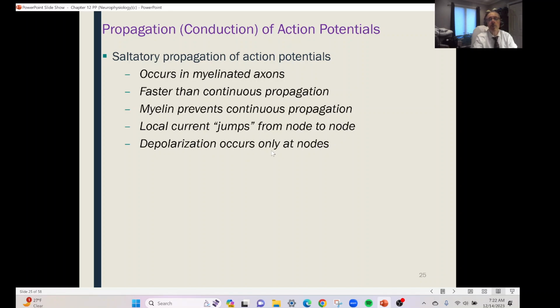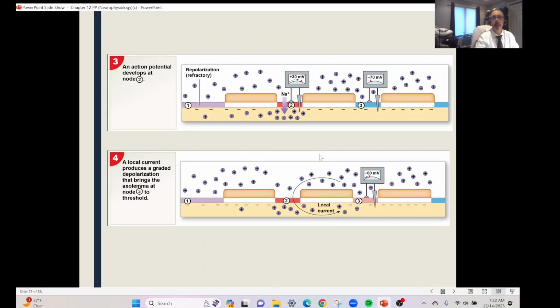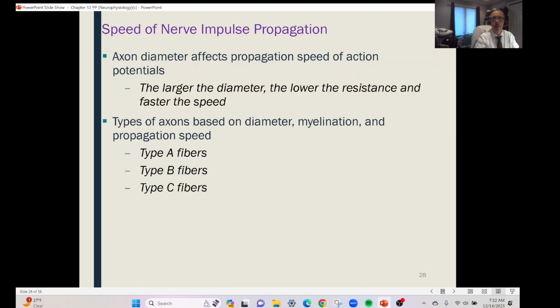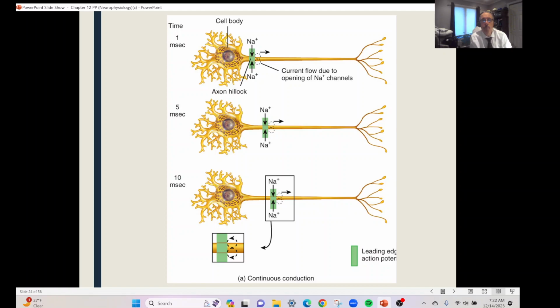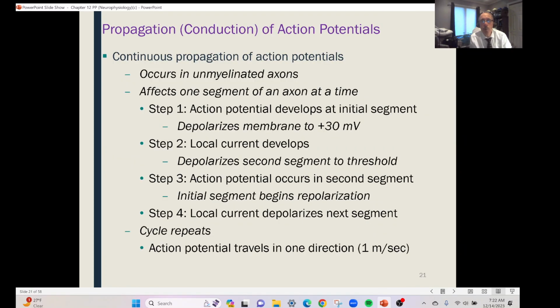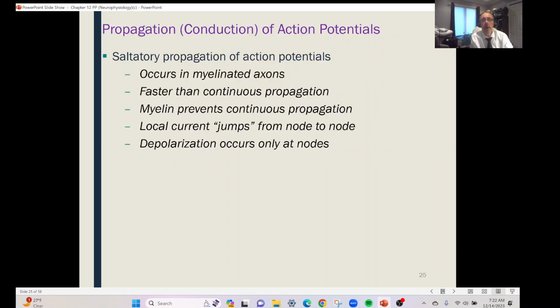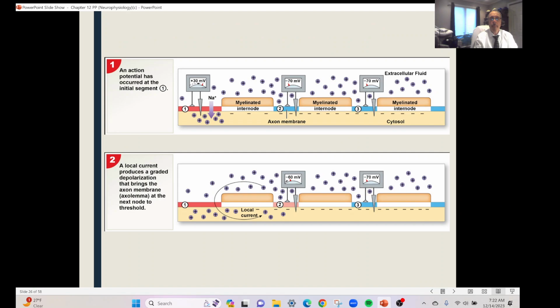So the depolarization only occurs at the nodes, or the node of Ranvier, same thing. Right, so it's jumping down. And that's again a much faster process than what we saw over here, right? The continuous conduction is much slower. The reason is every section of the axon had to go through depolarization and repolarization. Here in saltatory conduction, it's only happening at the nodes, the node of Ranvier. Much quicker.